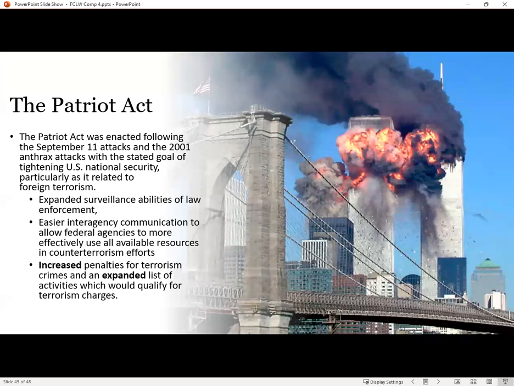There were increased penalties for terrorism, and there was an expanded list of activities which would qualify for terrorist charges in court. One of the things they ended up doing is not having warrants if they suspected terrorism. And there were lots of drug cases where they would just say, oh, we suspect terrorism, and they would get warrantless searches. So, I mean, this act could have some abuses to it.